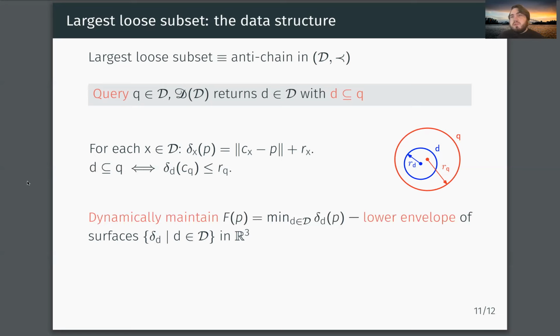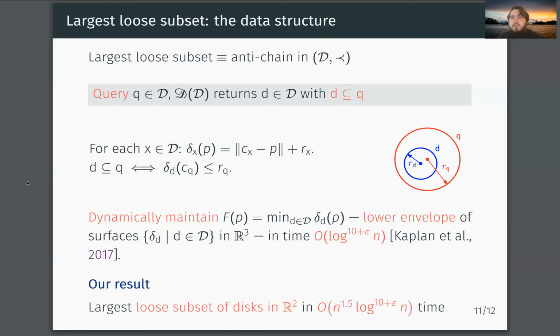Now, dynamically maintaining this function at first may seem a little hard, especially for all points, but it turns out that this just reduces to computing the lower envelope of the following collection of surfaces in R^3. I can just look at these functions in three-dimensional space. These are x,y-monotone surfaces. And by taking the lower envelope of these surfaces, I get the function f. This was actually studied by Kaplan et al. in 2017, and they can in fact do this dynamically with update time log n to the 10 plus epsilon, where epsilon is an arbitrarily small parameter. Okay, so just plugging their result into our framework, we can show that the largest loose subset of disks in the plane can be computed in n^1.5 log n to the 10 plus epsilon time.